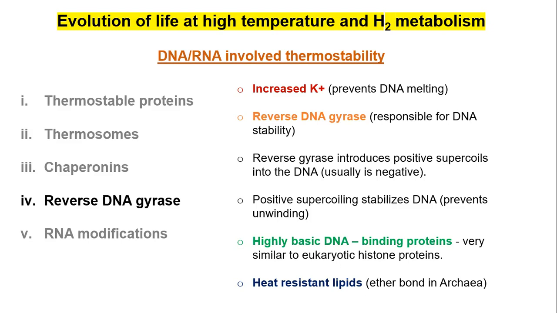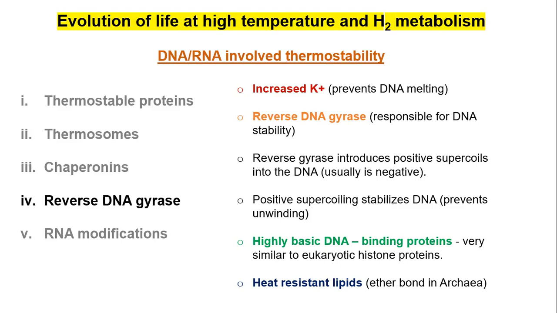So what is supercoiling? When you have a DNA molecule, like, I don't have the elastic hair band here, but we literally do a supercoil, like this. So that's how DNA gets packed. Usually it's negative, and that's done by normal DNA gyrase. This one is reversed. So it introduces positive supercoils, and that actually stabilizes DNA, so it prevents it from unwinding.